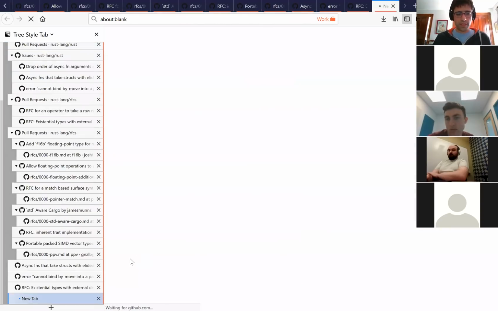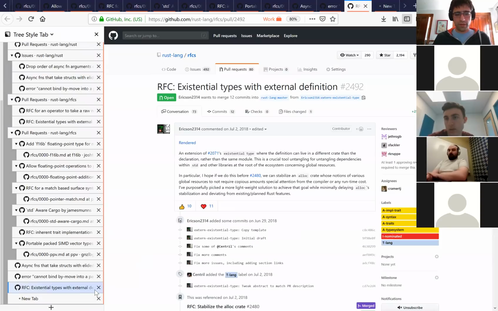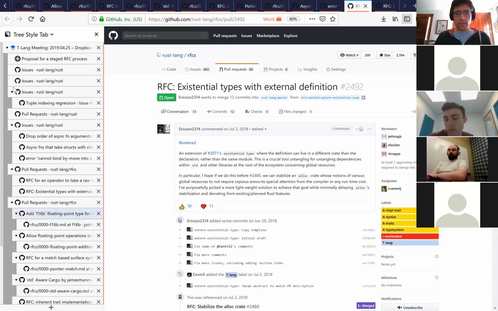So this RFC is about allowing you to define an existential type, infiltrate, and then specify the value in some other crate. The idea being that you could define a global allocator this way, or other kinds of global configuration. It's probably a good idea. I'm certainly sympathetic to the problem they're trying to solve.